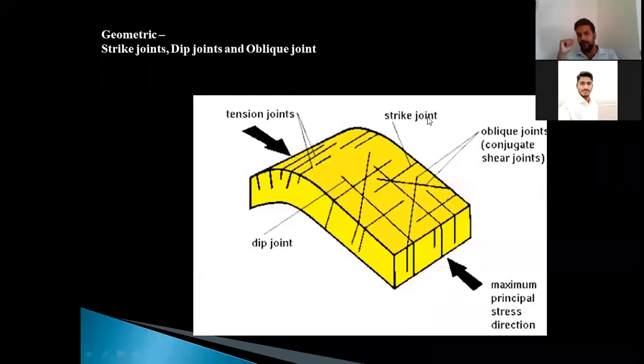So, strike joint, dip joint, and oblique joint are classified under the head of geometric classification, whereas these are classified on the basis of the relationship with the peripheral bed. If the joint is parallel to the strike of the bed, then it is called a strike joint. If the joint is parallel to the dip of the bed, in that case it will be called a dip joint. And if it is neither parallel to strike nor to dip, but it is oblique, then it can be called an oblique joint.